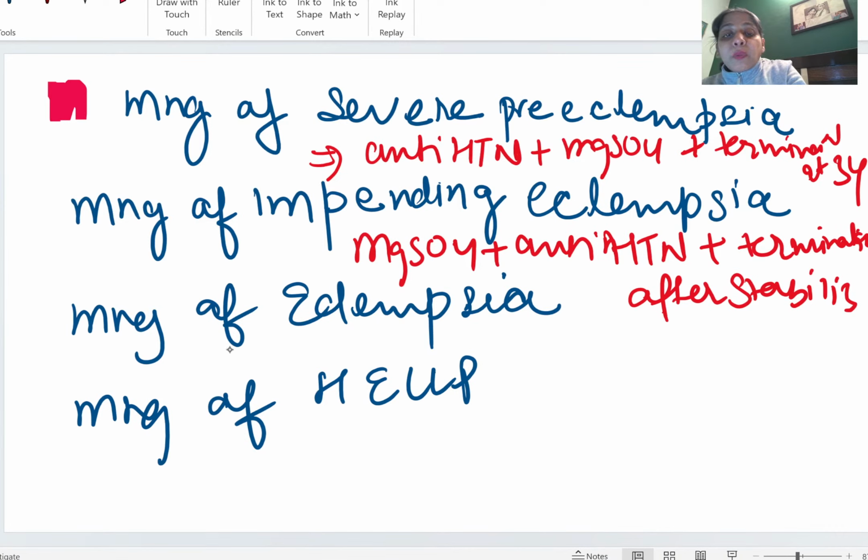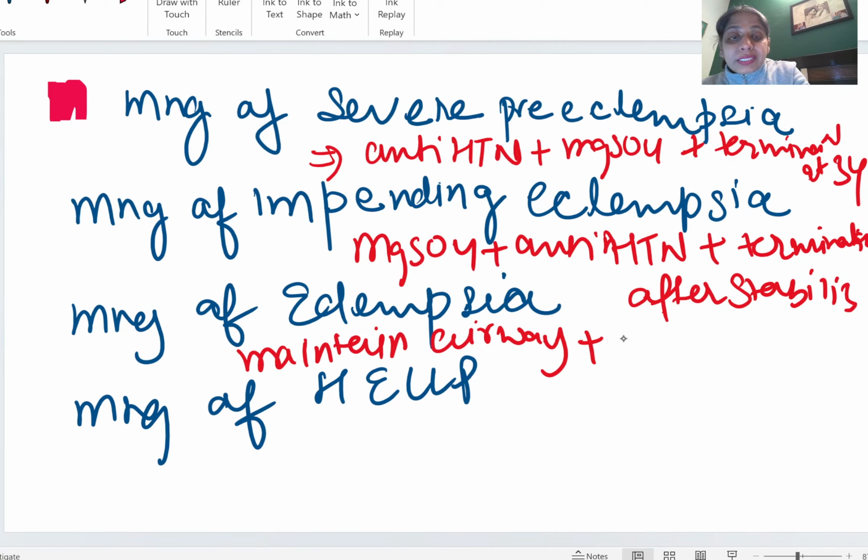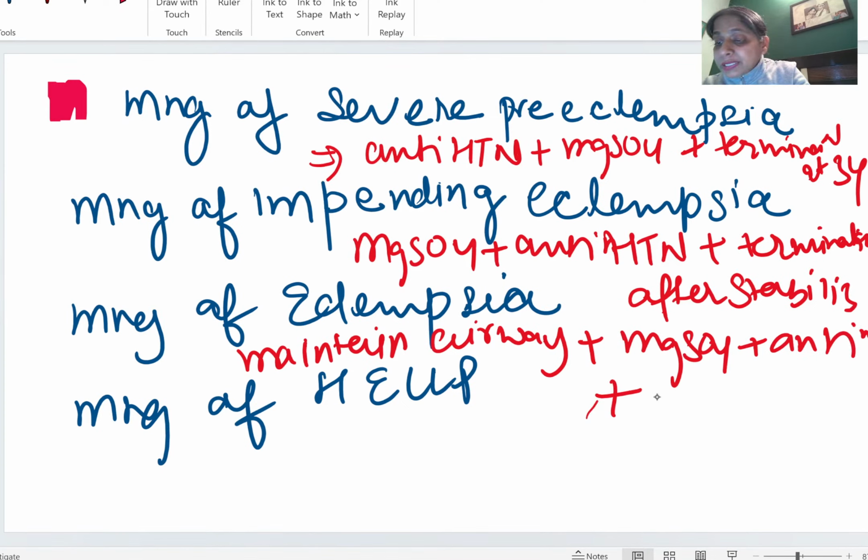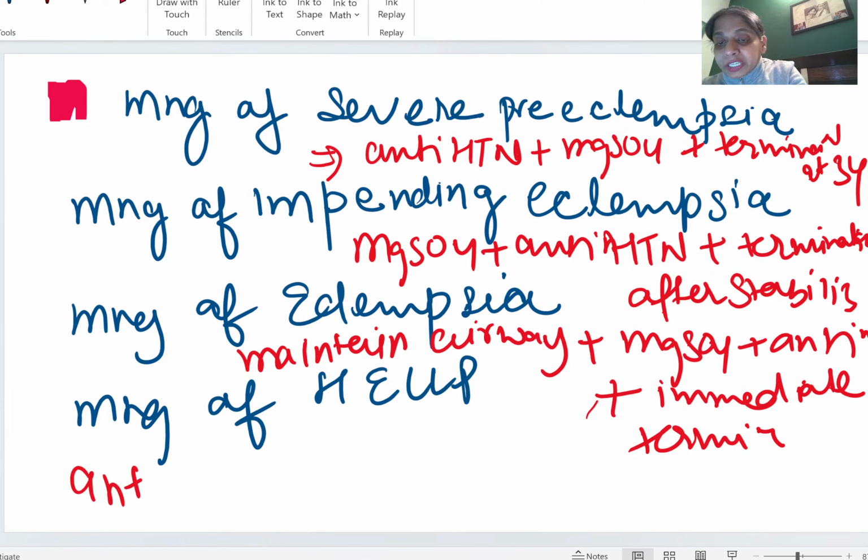In the management of eclampsia, what is there? Maintain airway. The patient is throwing fits in eclampsia. Maintain airway plus mag sulfate plus antihypertensive plus immediate termination. Immediate termination.